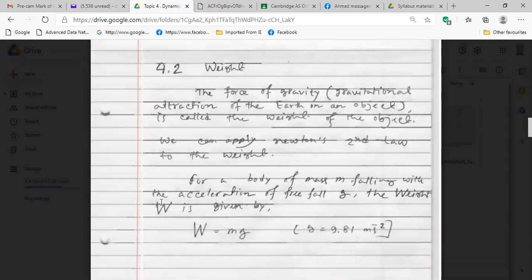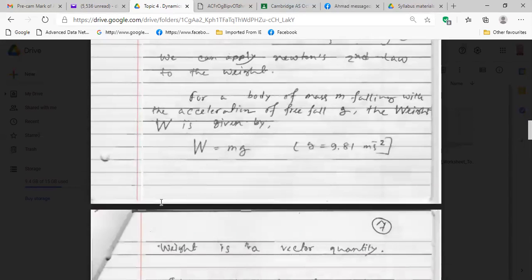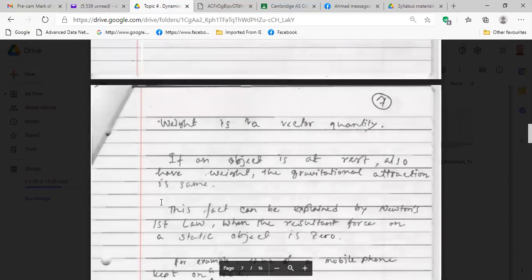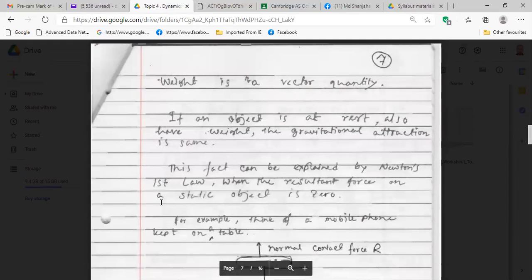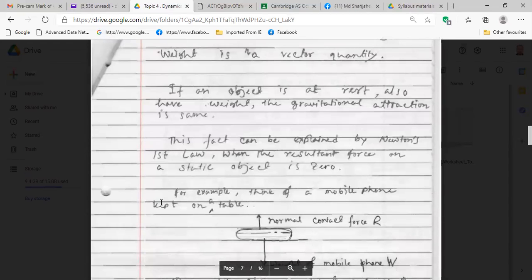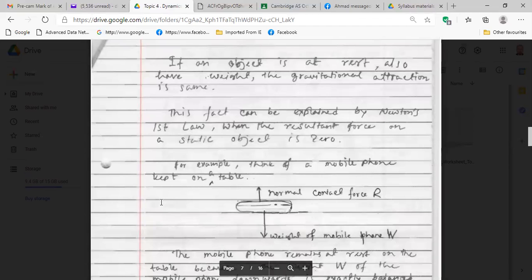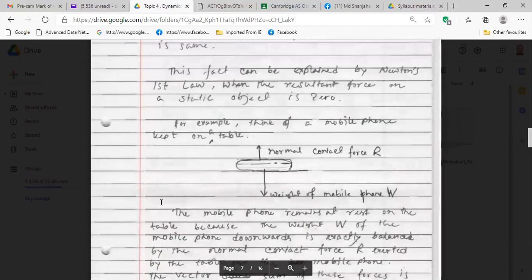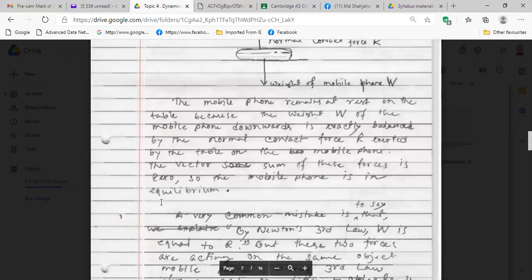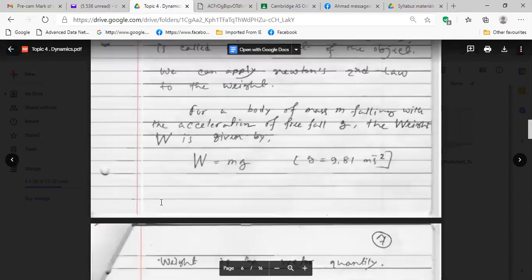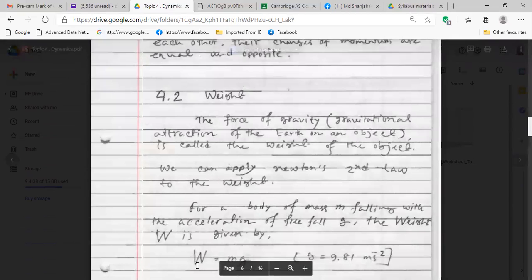Here we have weight. Weight you already know, right? What is weight? You have the idea what is weight. Now, just write the formula. After writing the heading weight, you write the formula W equals mg.